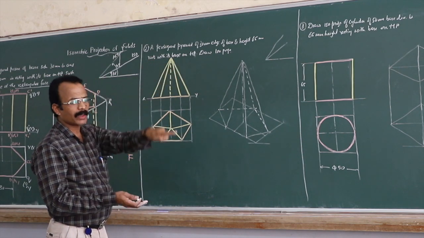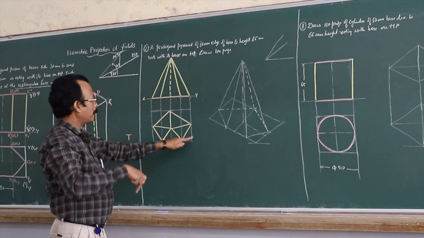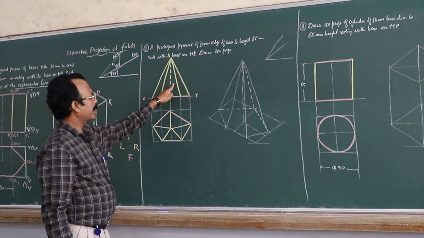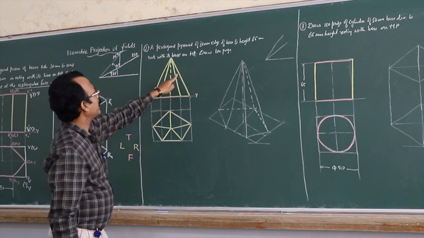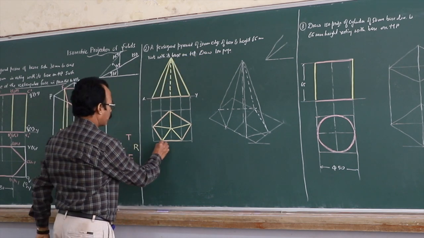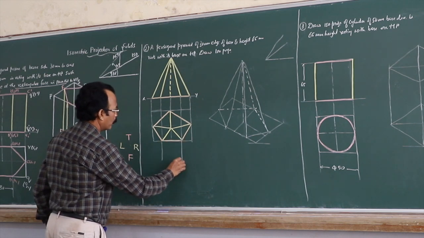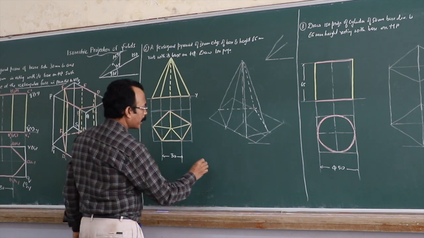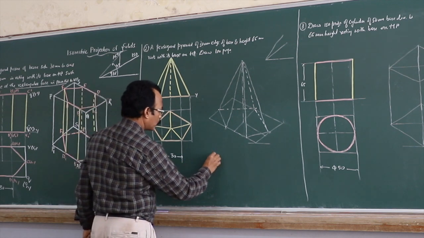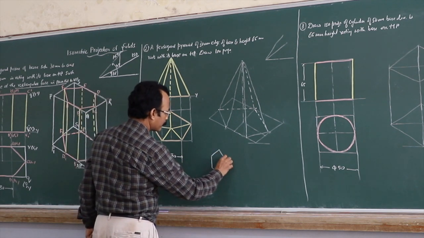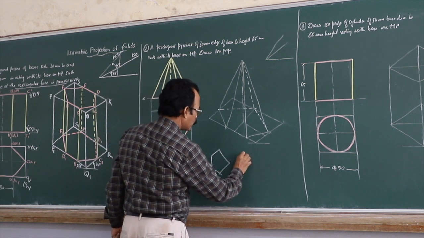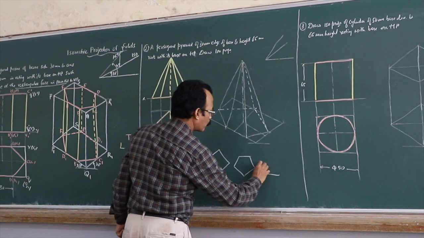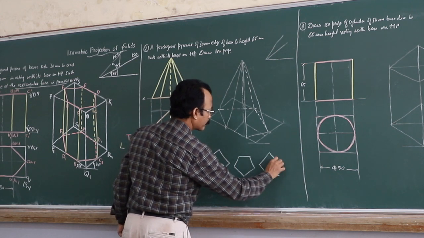Since it rests with base on HP, the top view will give you the true shape. You draw the pentagon in the top view. Then you can get its front view there, right? So draw a pentagon of 30 mm edge in the top view. Now, when you are drawing the top view, various things will come to your mind. Should we draw it like this? Or should we draw it like this? Or like this?